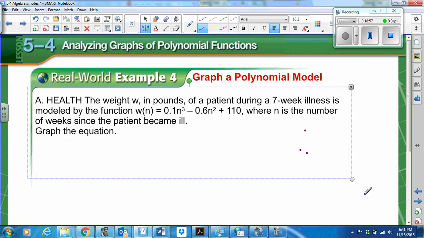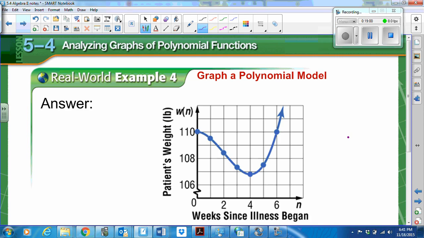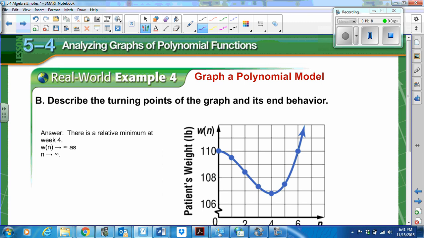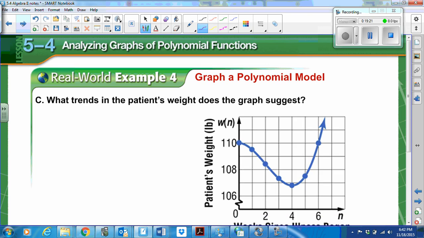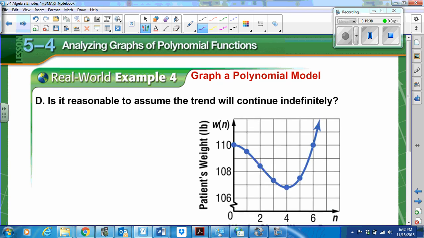And on the next page, it shows this chart. And so here is that minimum point where at 4 weeks, they hit a weight of 106.8. And so that's the relative minimum. So let's answer some questions about this. What trends in the patient's weight does the graph suggest? Well, it suggests that the patient lost weight until week 4, and then most likely healing began. And hopefully the patient didn't continue gaining weight as rapidly as this graph would suggest.